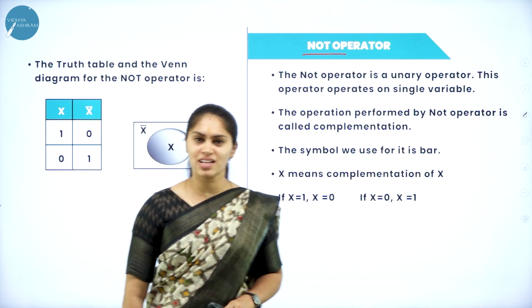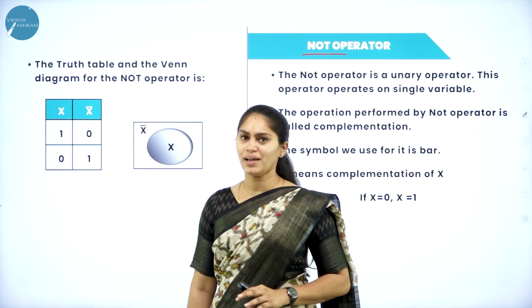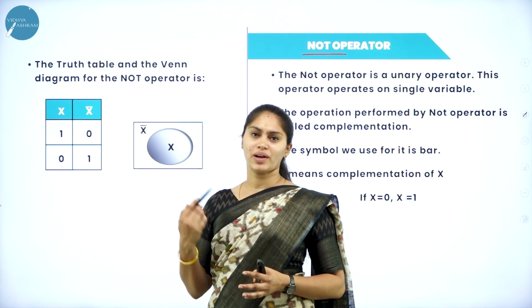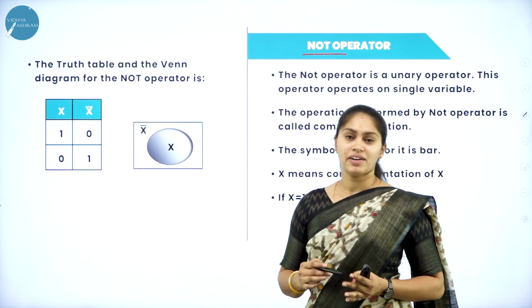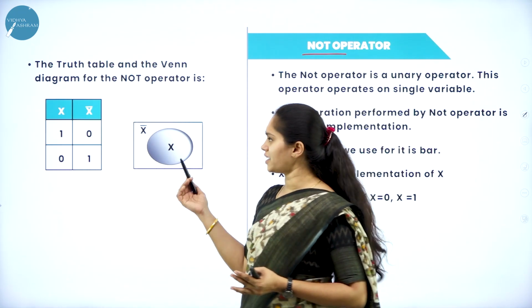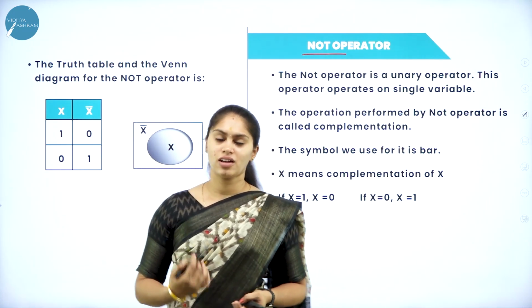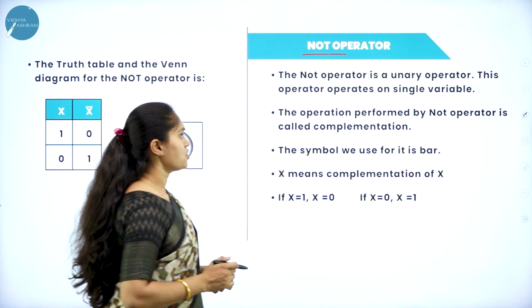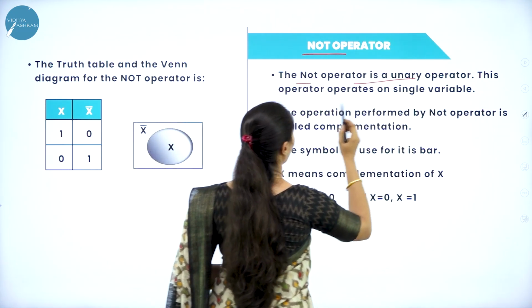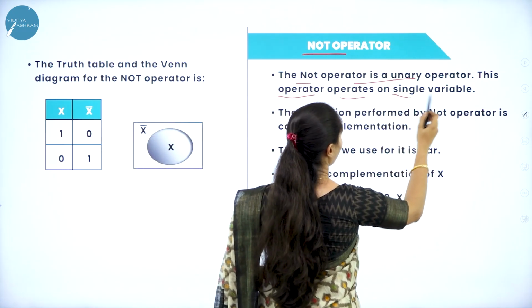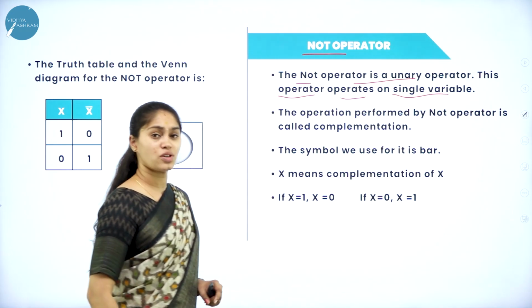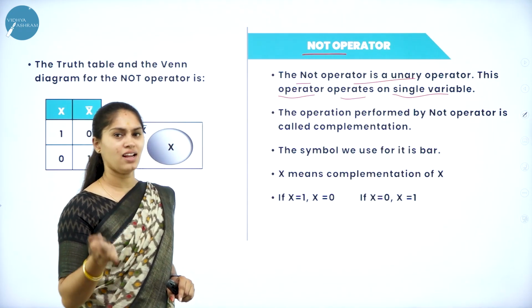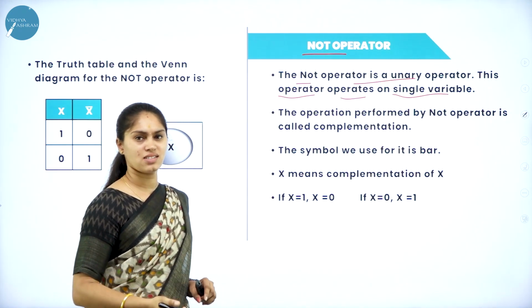What kind of questions can you expect from these topics? You can expect a question like: write the Venn diagram of NOT, write the truth table of NOT, or write the logical symbol of NOT. So this NOT operator is a unary operator. That operator operates on a single variable, and that variable can hold either 0 or 1.